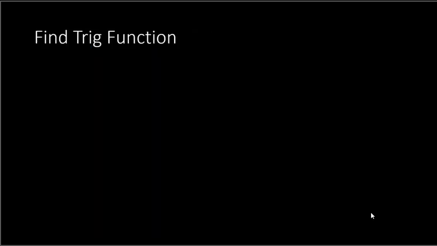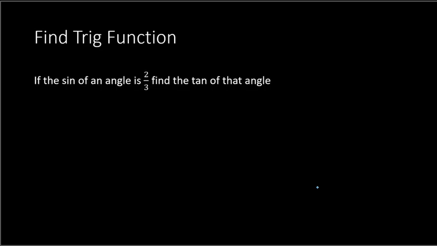Now let's use that information to increase the difficulty a little bit. Here we have a problem where we are told that if the sine of an angle is 2/3, find the tangent of that angle. So when you see a problem like this, where you're given the ratio, whether it be sine, cosine, tangent, or any of the other inverses, what you want to do is create yourself a triangle.